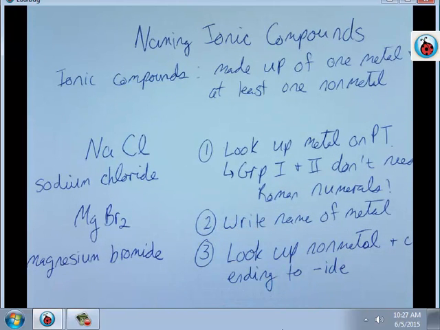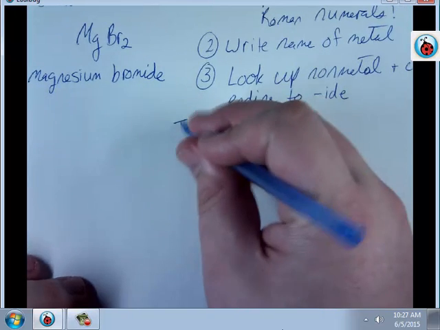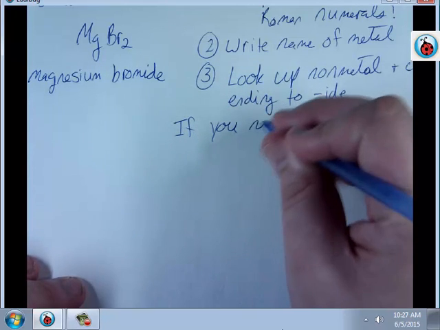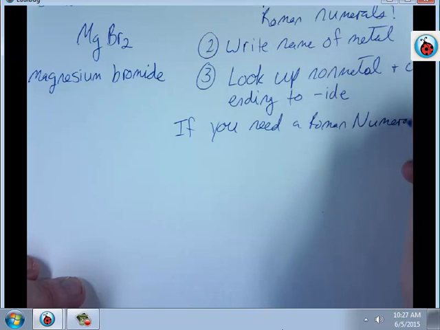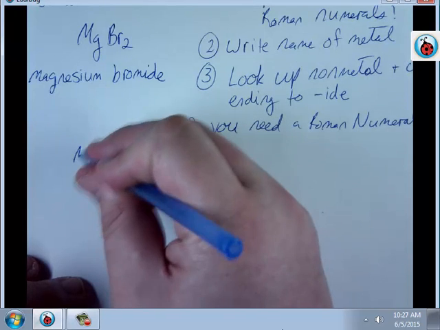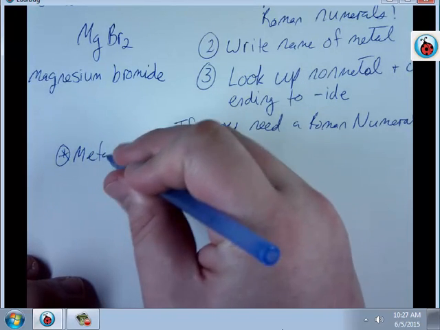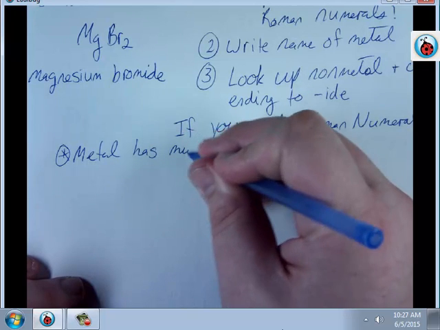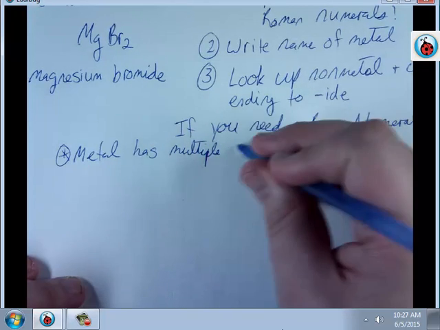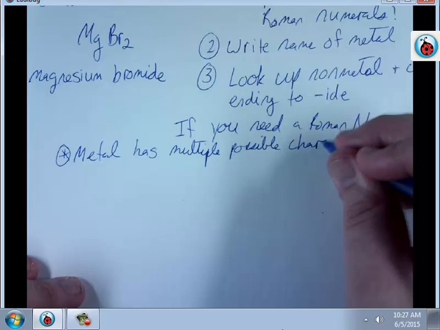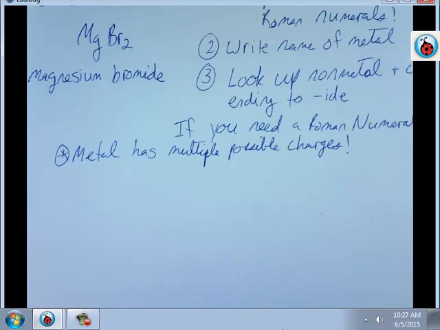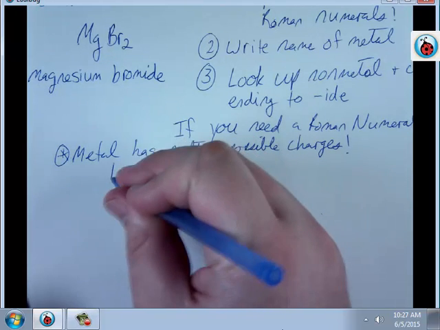Real simple. Now, what if I need a Roman numeral? That means, first of all, the metal has multiple possible charges. So this is most transition metals.